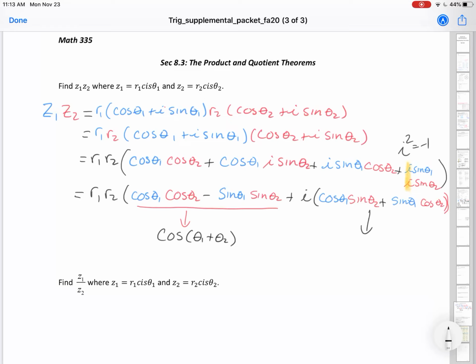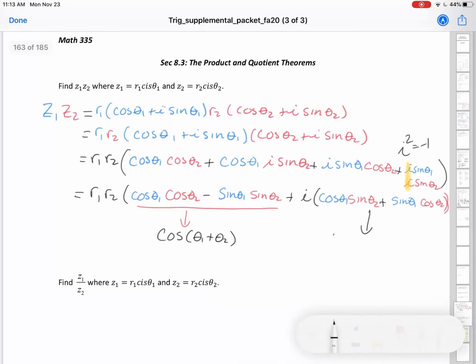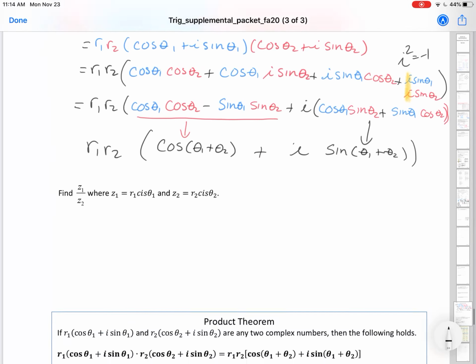And what's this one right here? Alternating, same positive sign in the middle, but different ones. This is the sine of theta 1 plus theta 2. And it's an i. So what do we have? We have r1 r2 times the cosine of the addition of the two angles plus i times the sine of the two angles. And so that's what's down here.